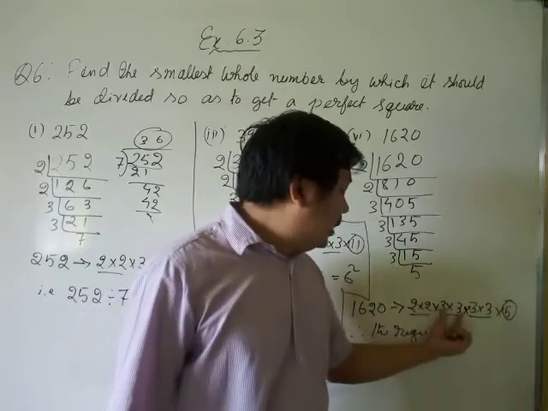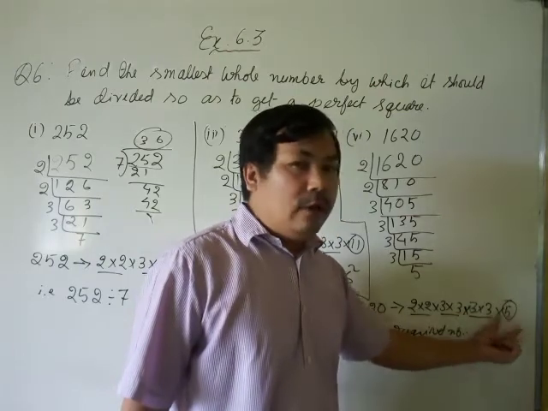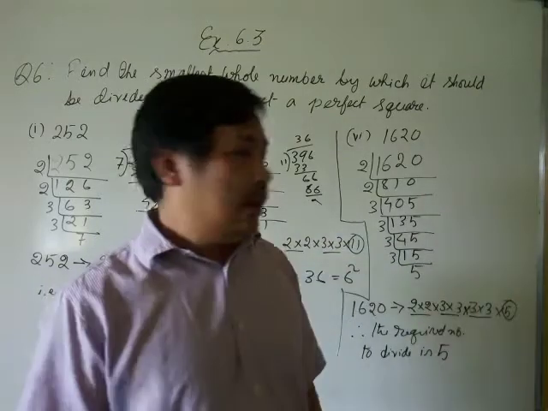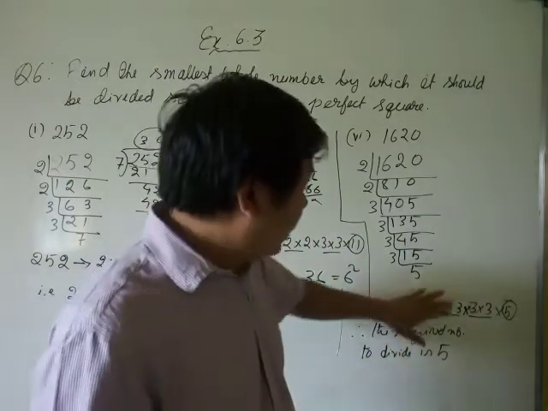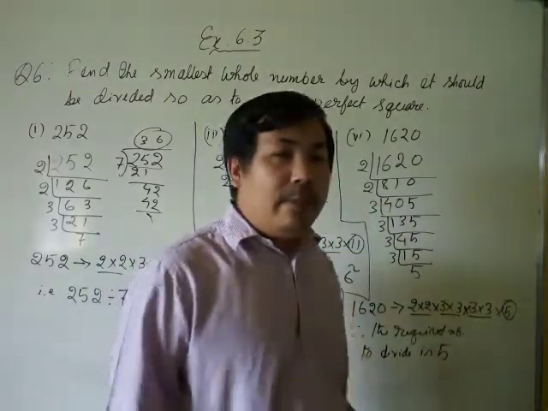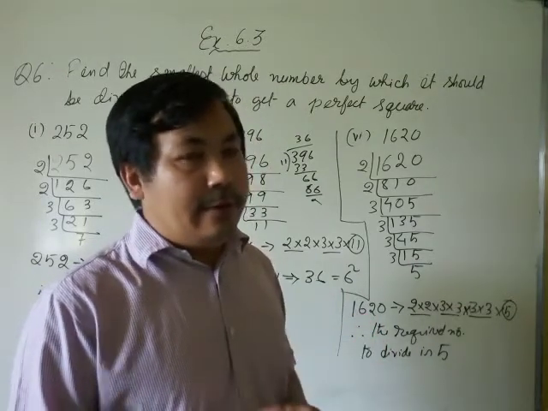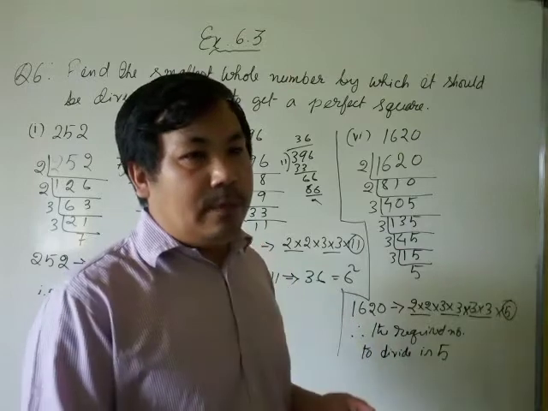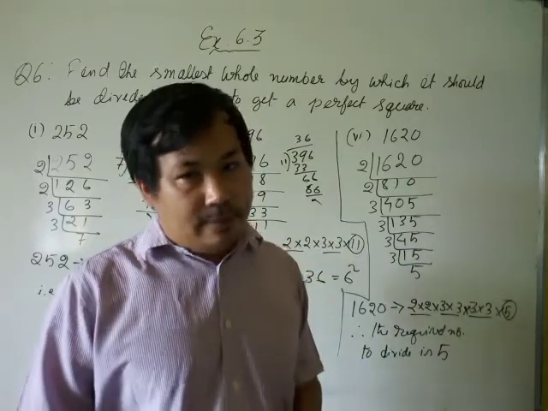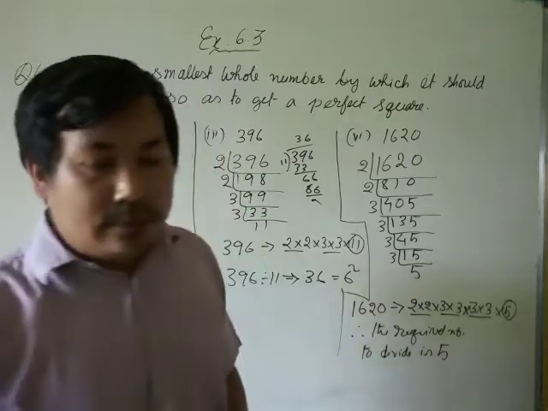So altogether 4 threes are there, that means we can pair them two by two, isn't it? Then only 5 is there unpaired. So that means 5, not 15, because I was taking 3 threes, and there are 4 threes. 4 threes means 2 pairs and no more 3 left. So there is only one number, 5, which is unpaired. This unpaired number 5 is to be divided from this number, and you will get a perfect square. That's all. Okay, let us go to the next question.